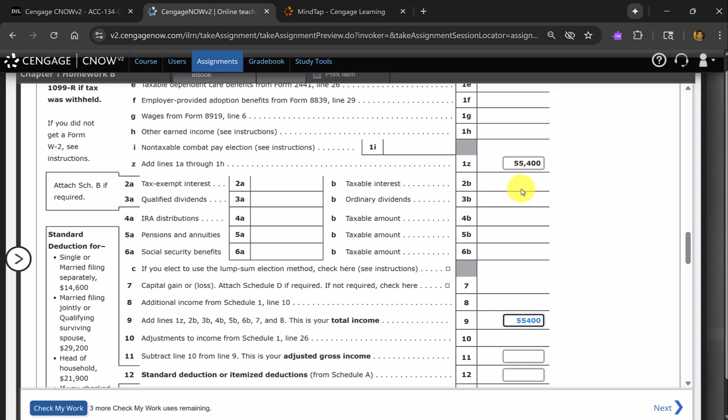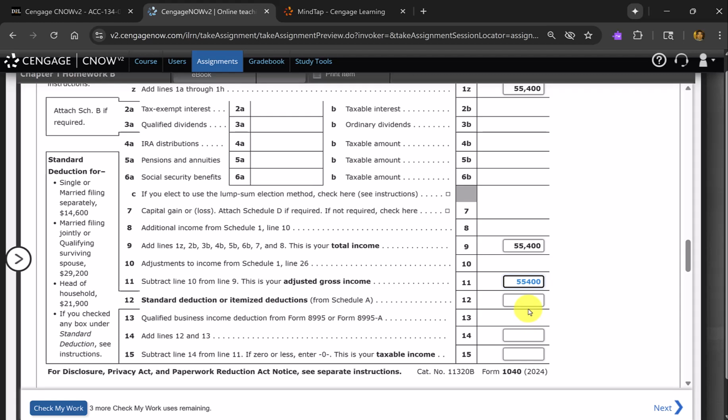A couple others we had learned about was interest, I believe, here in chapter 1. We don't have any adjustment deductions in line 10. So the adjusted gross income in line 11 is the same as the total income. Now here in line 12 is that standard deduction most people deduct, and the amount is varied based upon the taxpayer's filing status.